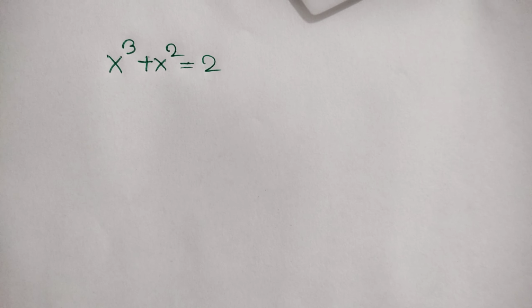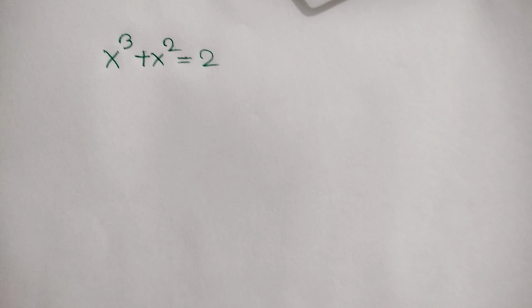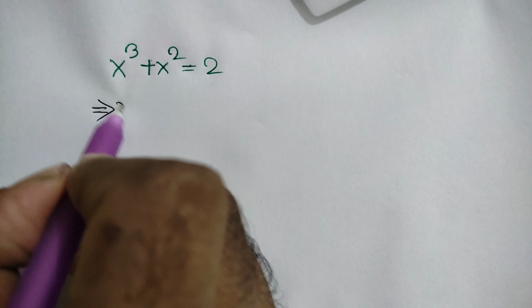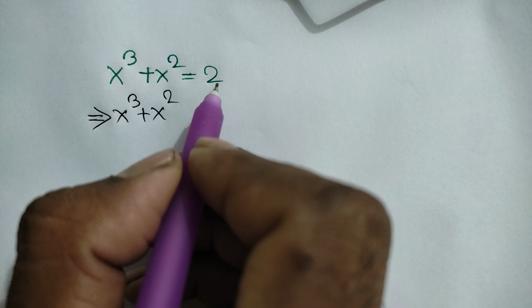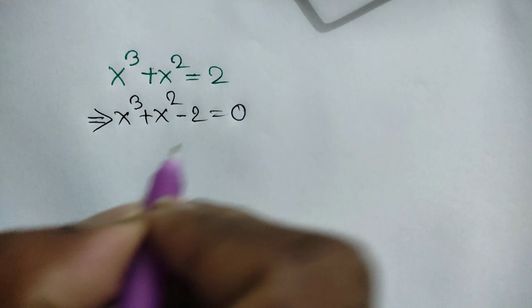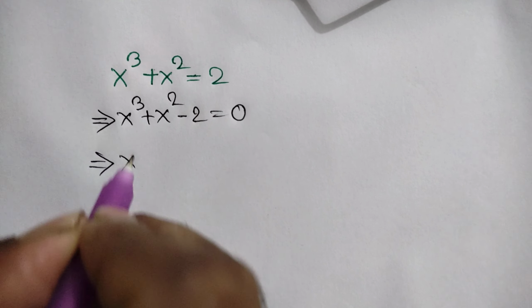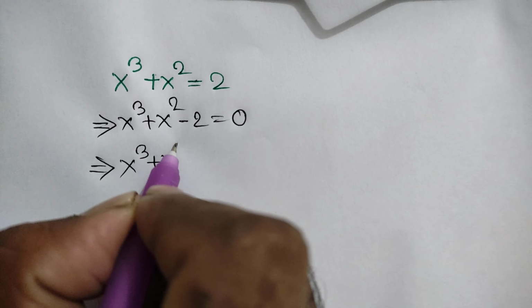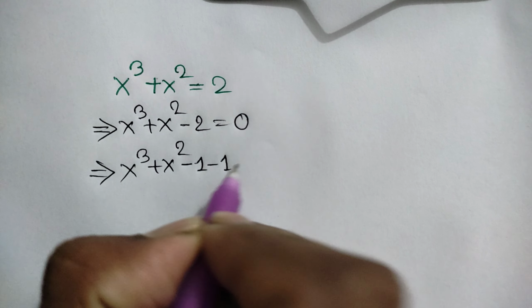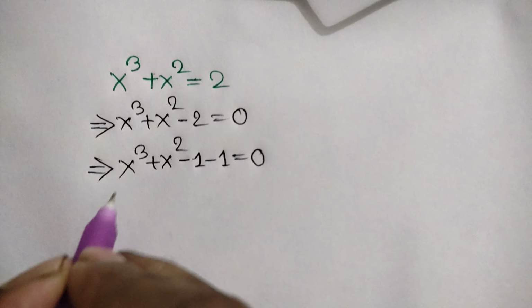Hi everyone, in this video I am going to show how to find the value of x where x cube plus x square is equal to 2. Now taking this 2 to the left side we will get x cube plus x square minus 2 is equal to 0. Now this negative 2 can be written as negative 1 minus 1.